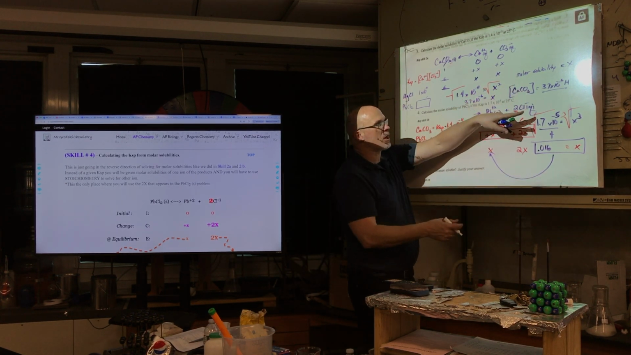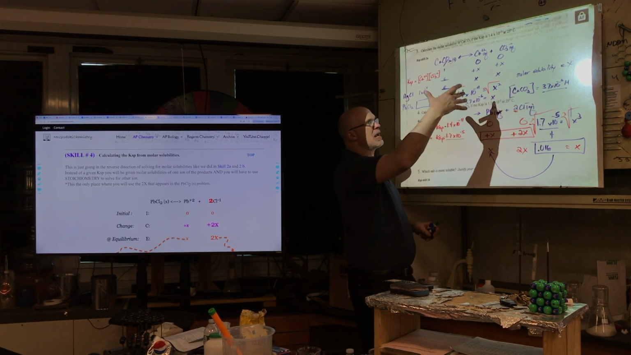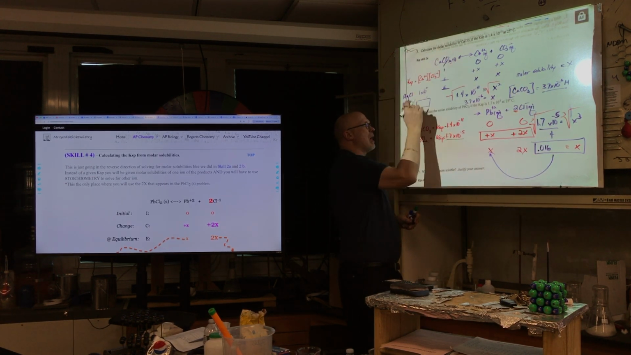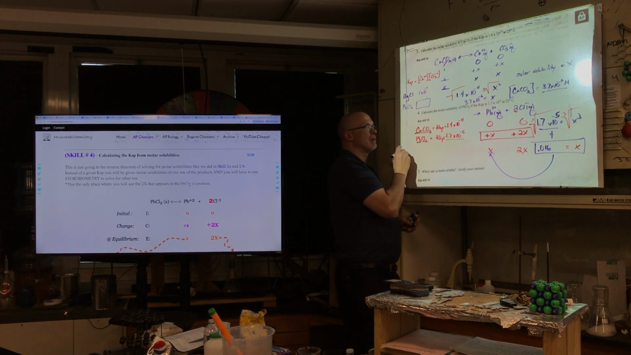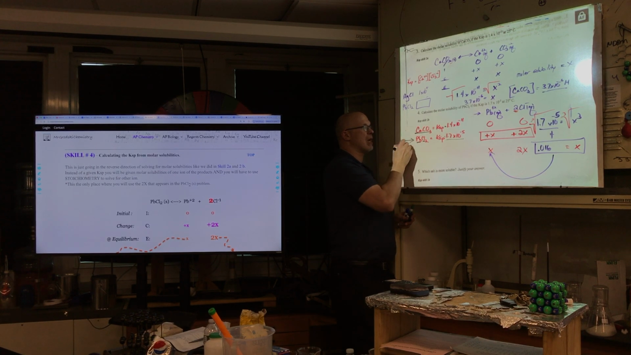And when we do, we actually get a number that's reflective of the difference. 3.7 times 10 to the negative 6 is the molar solubility, whereas it's 0.016, so clearly lead is more soluble.